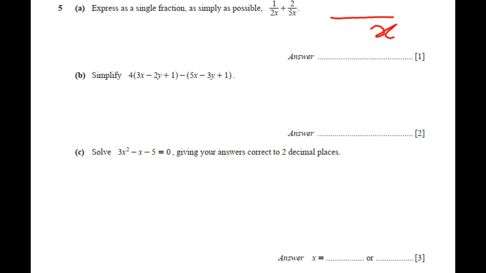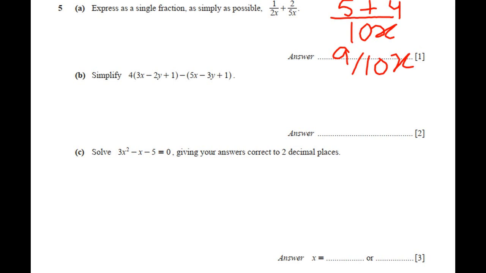That is 10. So to change this 2 into 10, you have to multiply this with 5, and if you're multiplying the denominator with 5, you're also bound to multiply the numerator with 5. So the numerator becomes 5 times 1, 5, and to change this 5 into 10, you have to multiply it with 2. And if you're multiplying this with 2, you also have to multiply the numerator with 2, which gives us 4. So the final answer is 9 over 10x.